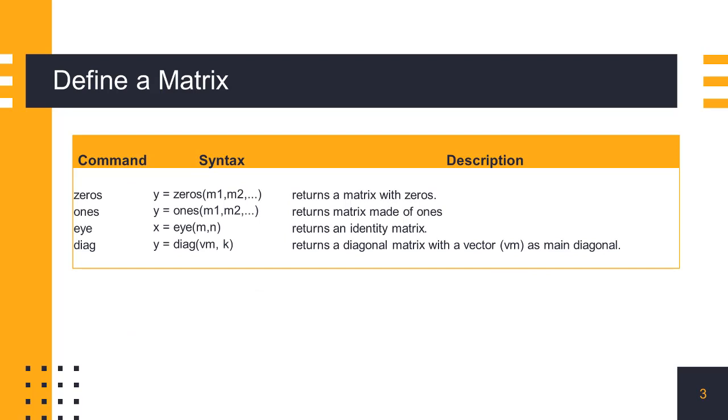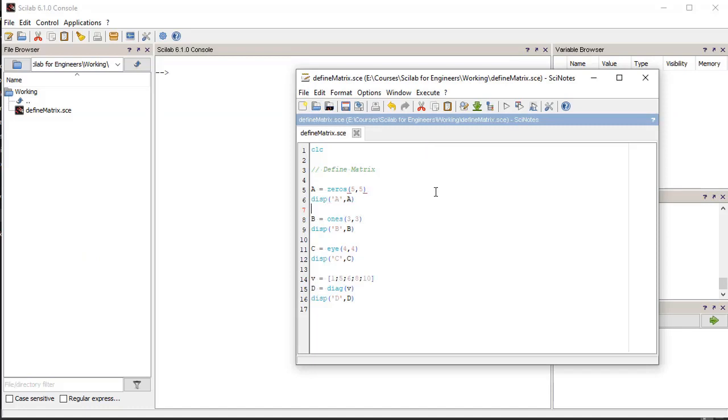Now, to define a matrix, we have four functions available in Scilab. We can create m by n matrices using these functions. Here, in the script we define four variables a, b, c, d as matrices. Variable a is defined as 5 by 5 matrix using zeros function. Zeros function returns a matrix with all 0 entries in the matrix. Variable b is defined as 3 by 3 matrix using ones function. Ones function returns a matrix with all entries in the matrix as 1.